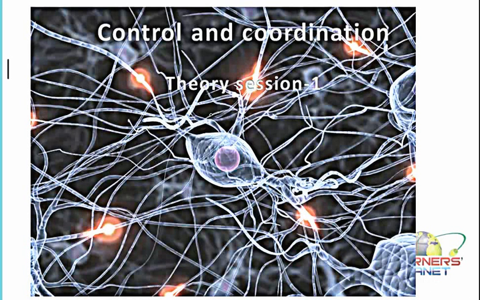Now let us start with the next chapter, that is control and coordination. In the previous sessions, we were studying the chapter life processes. These life processes are the basic important functions which are essentially important for our survival. And this we had already studied. Now the next part that we are going to study is control and coordination.